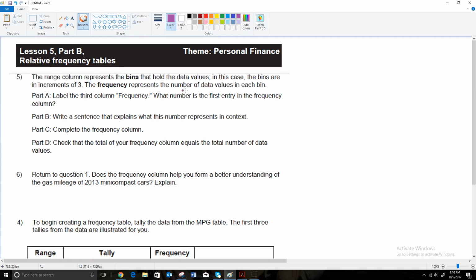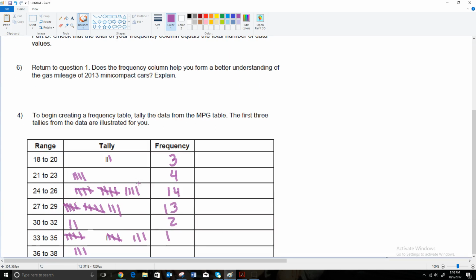The frequency represents the number of data values in each bin. So this frequency bin goes from 3 down through... we lost some data here. I'm not sure how that happened. Let me try that again. So that should have been 13 and this was 3.